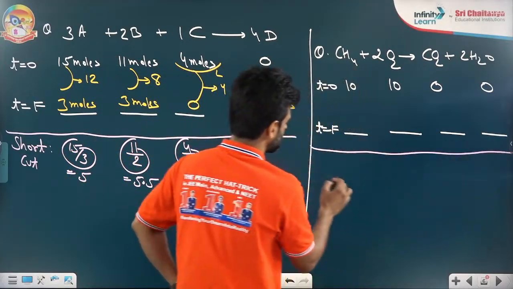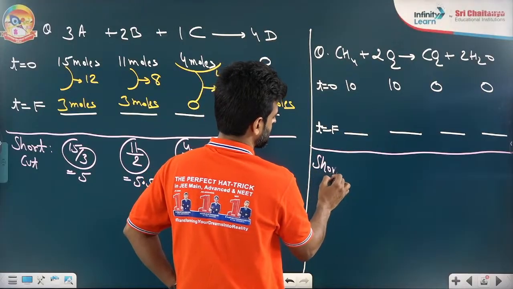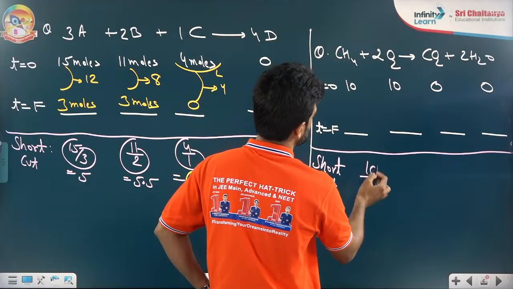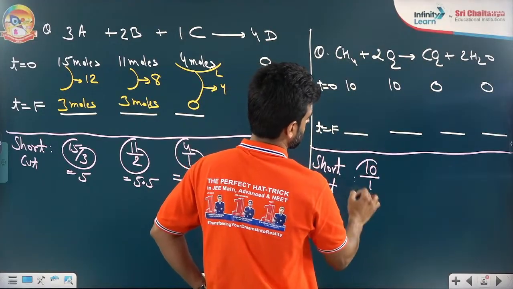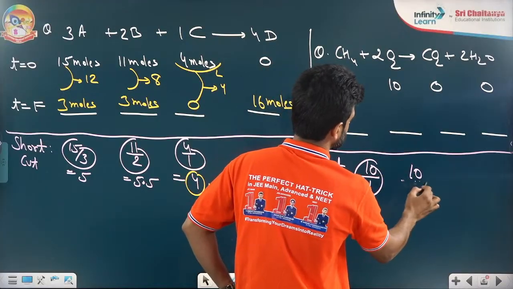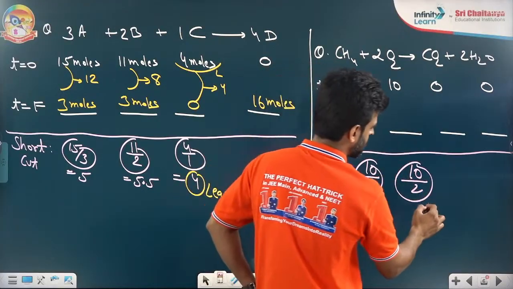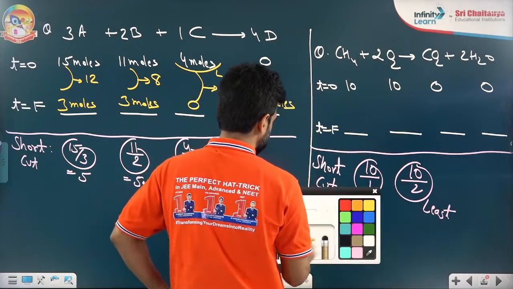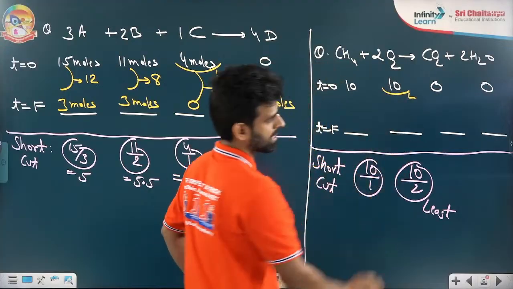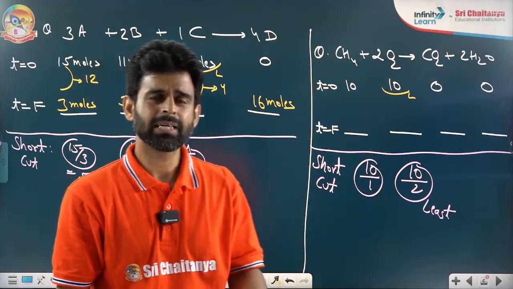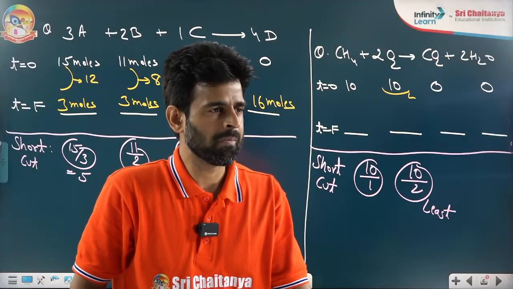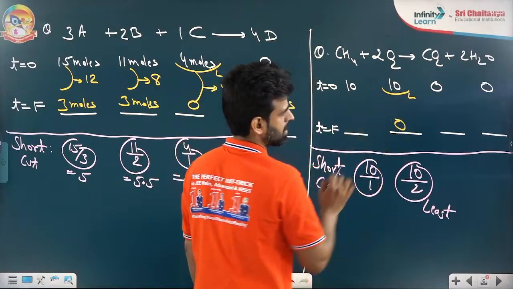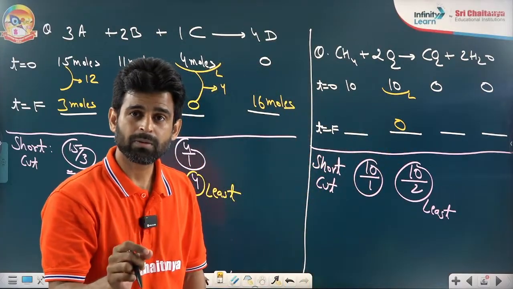First, our task is to decide who is the limiting reactant. Given moles 10 divided by coefficient, how much? 1. 10 by 1. Given moles 10, coefficient 2. As you can see, it is the smallest number, the least number. So we got the idea that this is the limiting reactant. O2 is limiting, right? We got the idea. Okay. Now limiting becomes how much? 0.